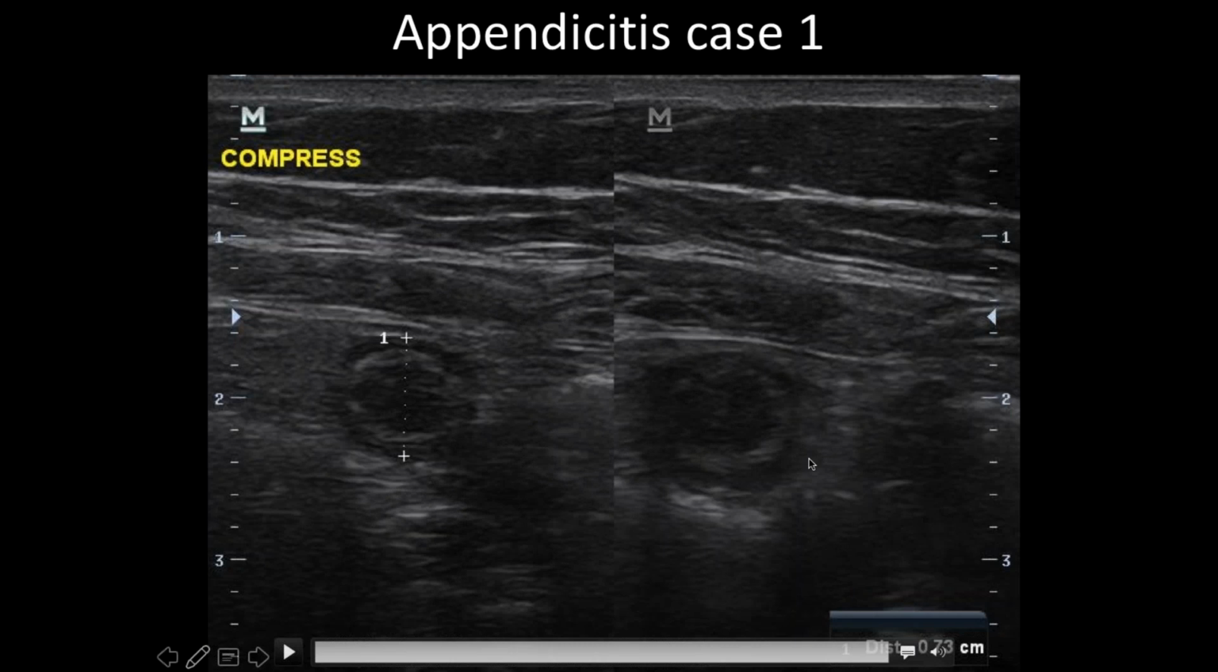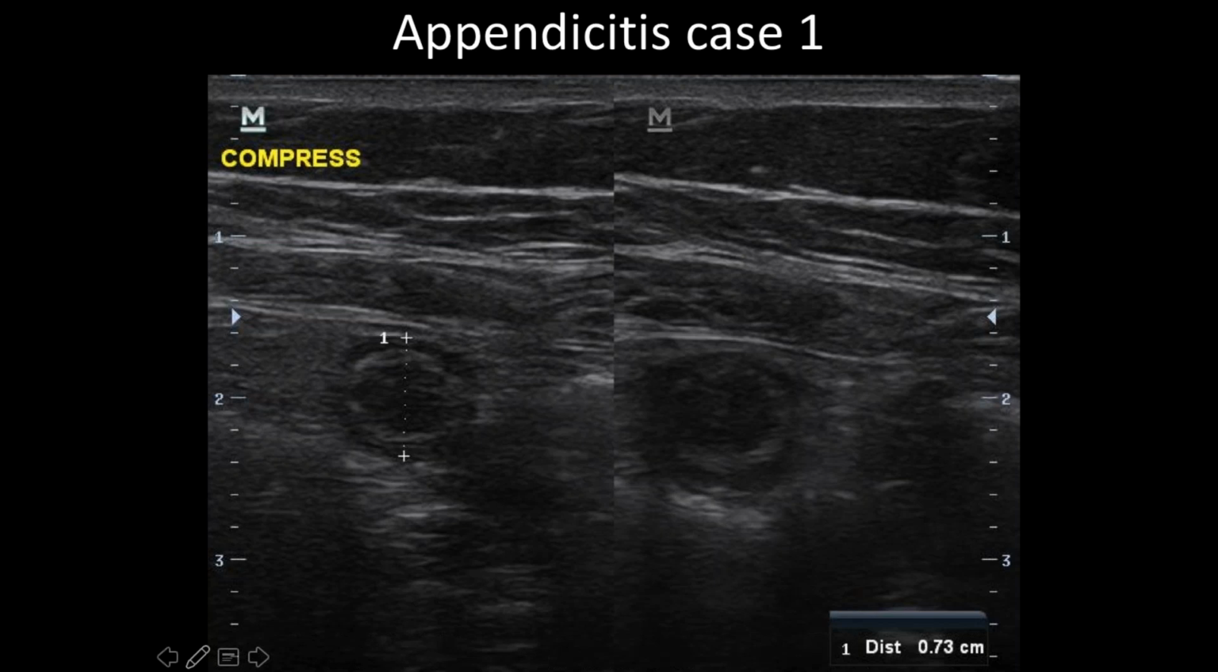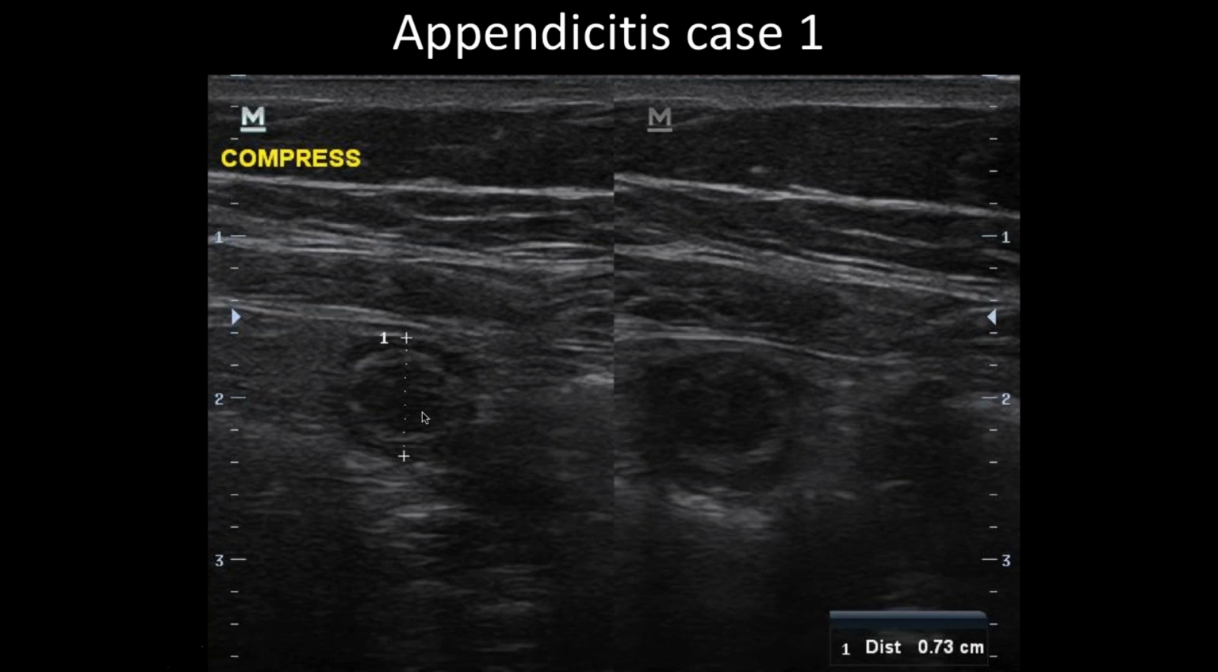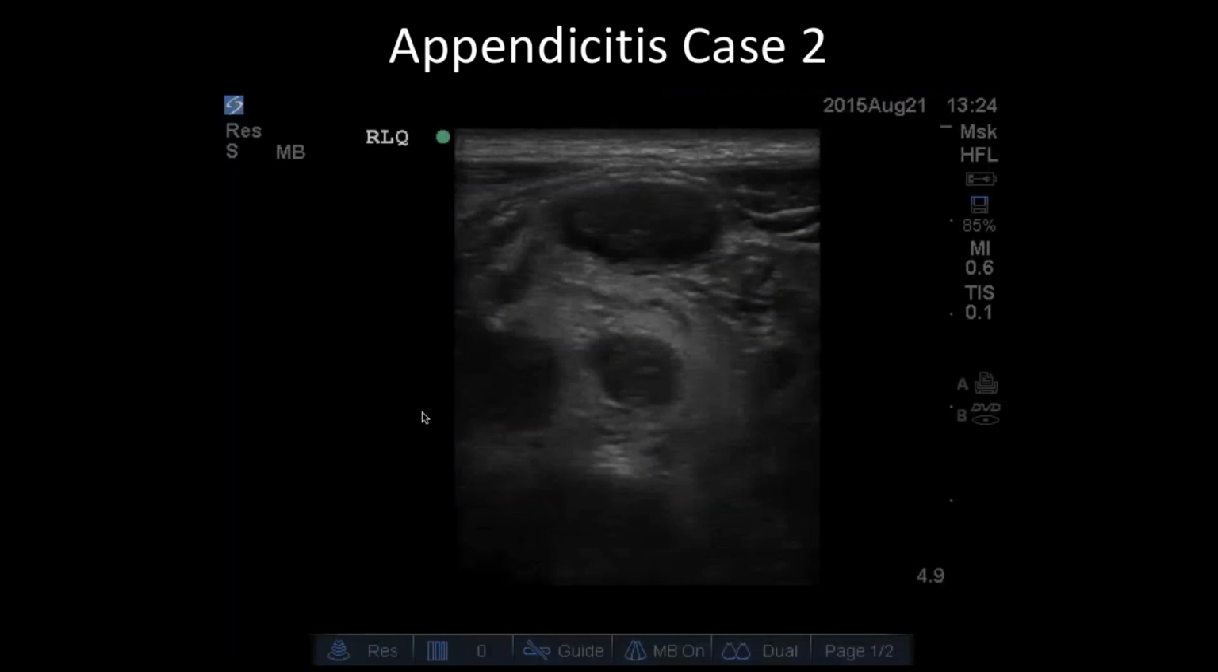So the right side of the screen is when I'm not compressing the appendix. And the left-hand side of the screen is me compressing the appendix, and I make a measurement while I'm compressing. And if you look in the right lower hand corner here, it says 7 millimeters. So this is a patient who is not really being able to compress the appendix. There's not a lot of difference in the diameter here. In fact, it's actually larger on this side. And while I'm compressing, it's still more than 6 millimeters. The patient's in pain in that area, so has sonographic McBurney's. So this is all features of appendicitis in this patient.